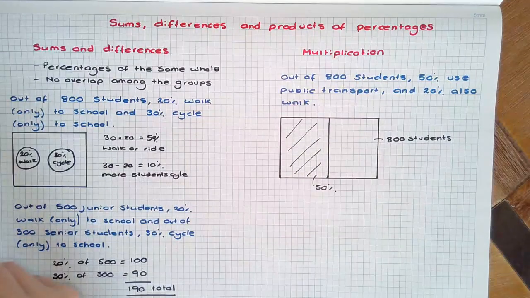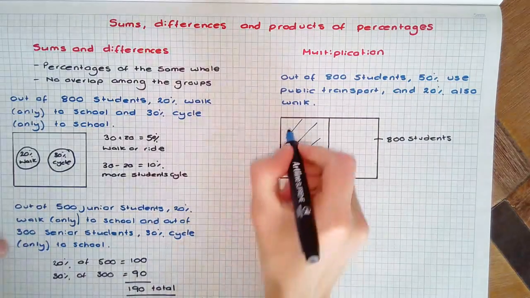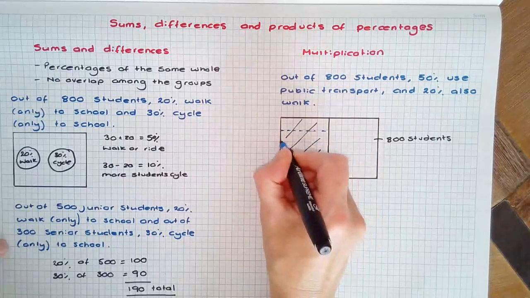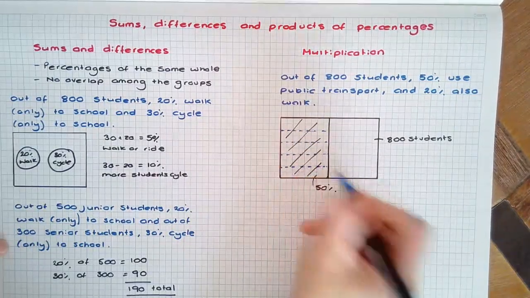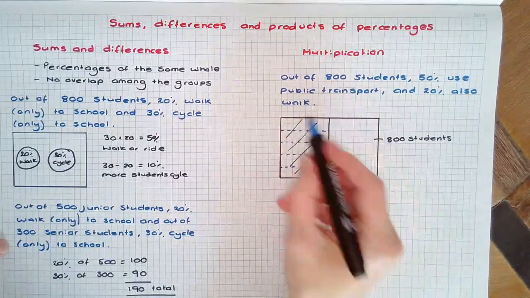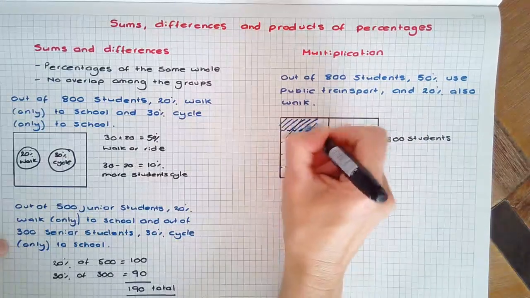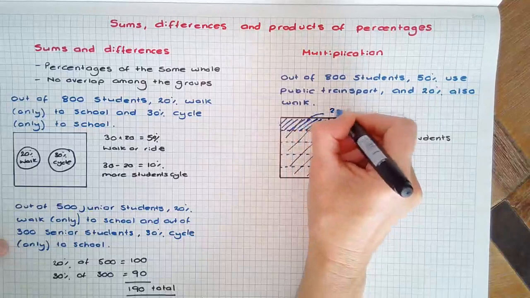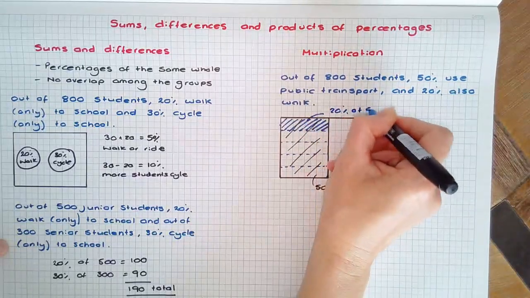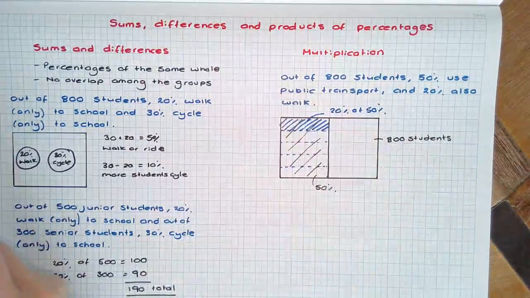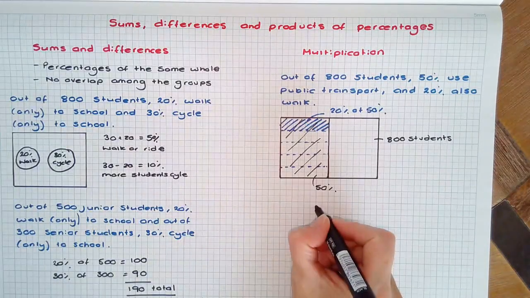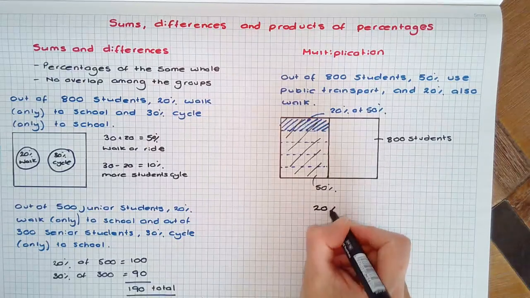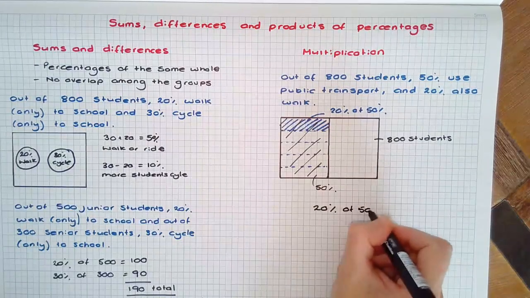So I'm going to divide the 50% into 5 representing 20% sections. And we know that one lot of this 20% of the 50, let's say this group here, represents the students that walk and take public transport. As a sum, this would be represented as 20% of 50%.